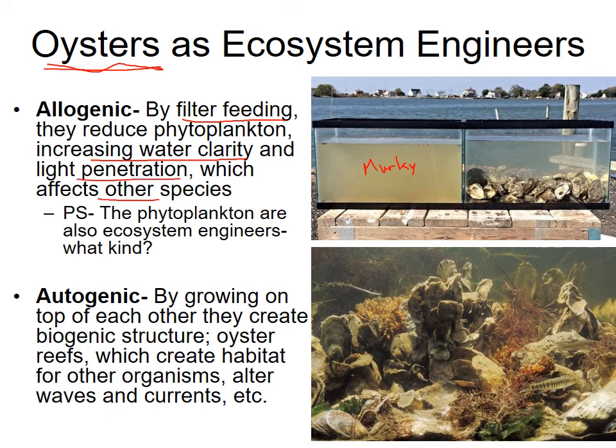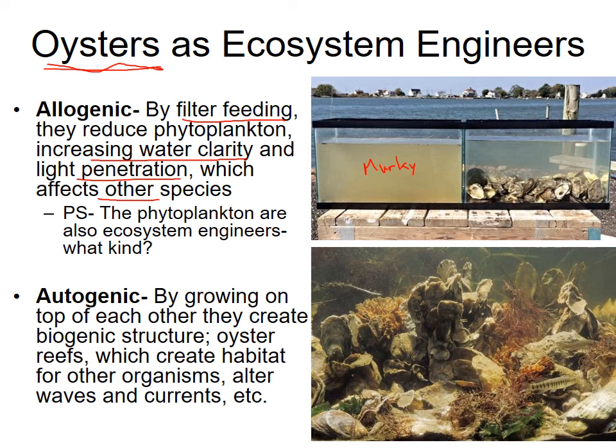So basically, these oysters are modulating the availability of light. They're modulating the amount of light in the environment by removing the phytoplankton. So that means that they are allogenic ecosystem engineers because they're changing the amount of this thing in the environment.